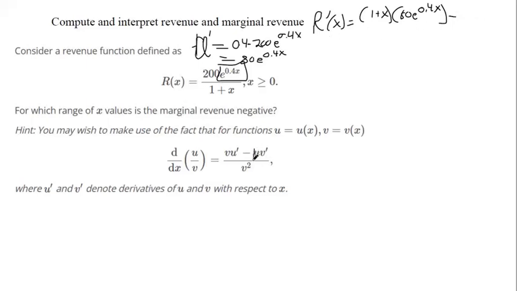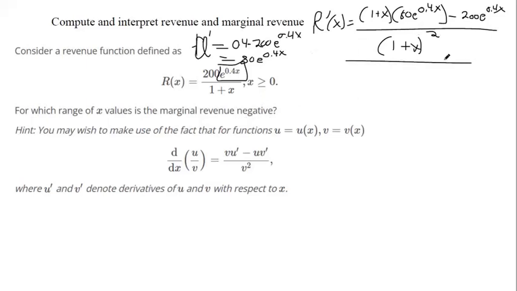Now it's times the original numerator. So it's 200 e to the 0.4x times the derivative of the denominator. Look, the derivative of 1 plus x is just 1. So that's the second term. And it's all over the denominator squared. Okay, that's the derivative. We're asked to find the values that make the marginal revenue negative.